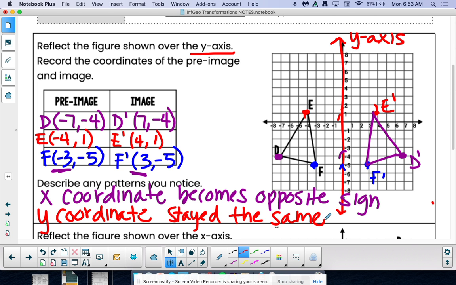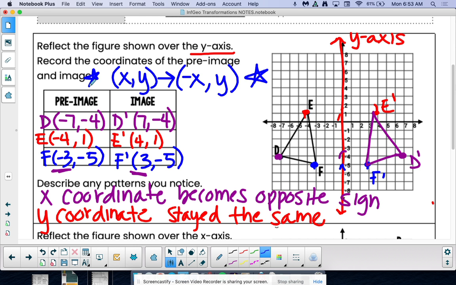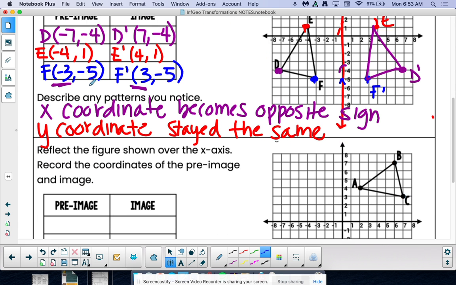So we have a rule for this. Why don't you guys write this right here? So if we have a rule, you start with x, y, and then to show that the x went the opposite, you put a negative in front. So that's our rule for the y-axis. I'd probably star that. Make sure you write that down. That's really helpful, okay? All right, good work. Okay, let's try another one.